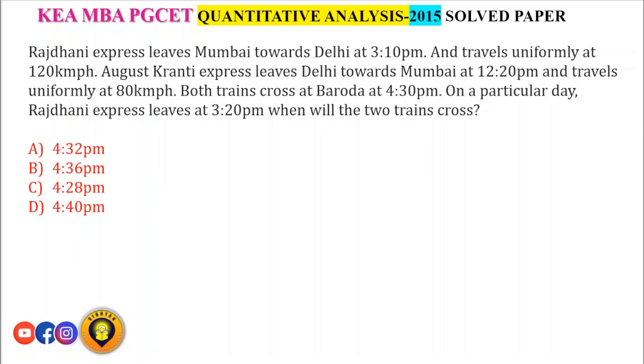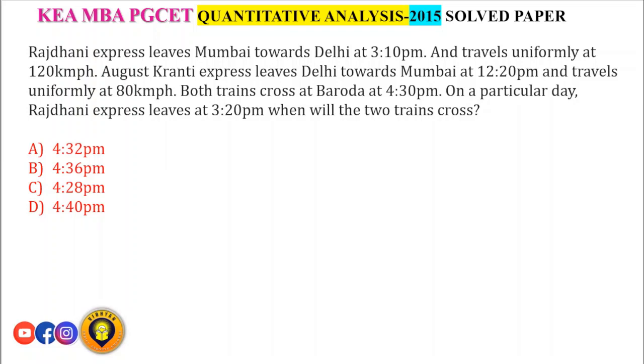Rajdhani Express leaves Mumbai towards Delhi at 3:10 p.m. and travels uniformly at 120 km per hour. August Kranti Express leaves Delhi towards Mumbai at 12:20 p.m. and travels uniformly at 80 km per hour. Both the trains cross at Baroda at 4:30 p.m. On a particular day, Rajdhani Express leaves at 3:20 p.m. So when will the two trains cross? Let us see how to solve this.